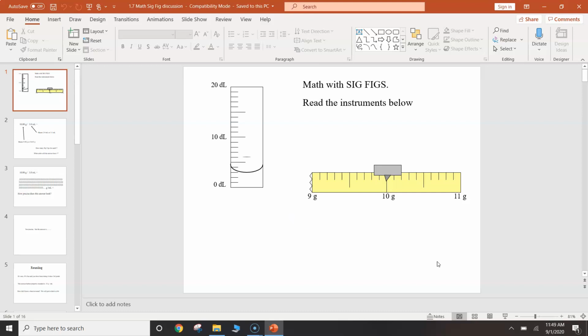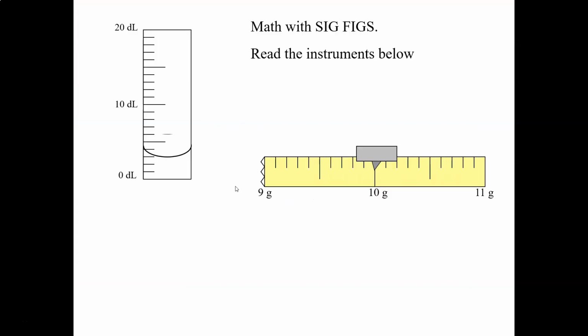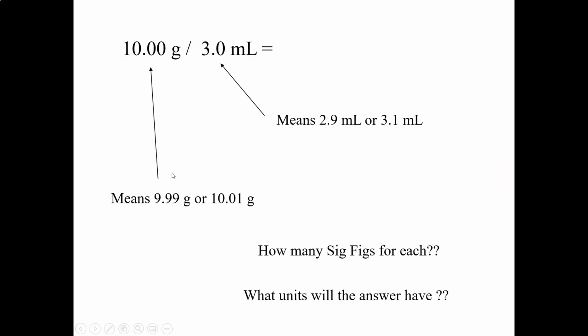We've got a graduated cylinder, and if you can remember from before, we would read this as 3.0 deciliters, and this one we would read as 10.00 grams. Now, when I record 10.00, what I really mean is it could be 9.99 or maybe 10.01. And when I record 3.0, what I really mean is it could be 2.9, maybe it's 3.1, somewhere around there.